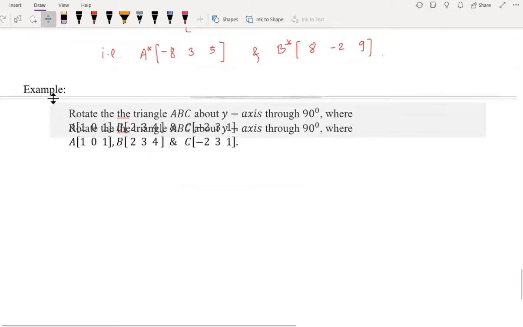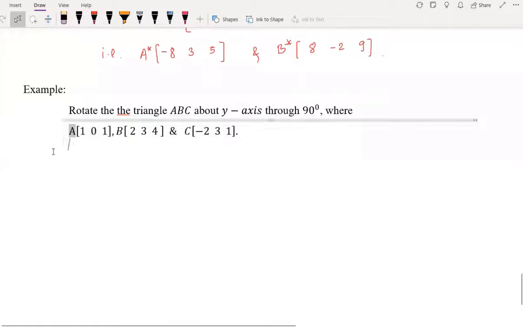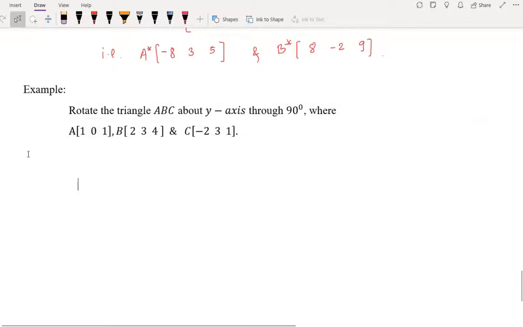Now we have to rotate the object about the y-axis. There we have to take a rotation about the y-axis. Already we know that there are three transformation matrices for rotation. The first transformation matrix is for rotation about the x-axis, the second is for rotation about the y-axis, and the third one is the rotation about the z-axis. So here we have to take a rotation about the y-axis.